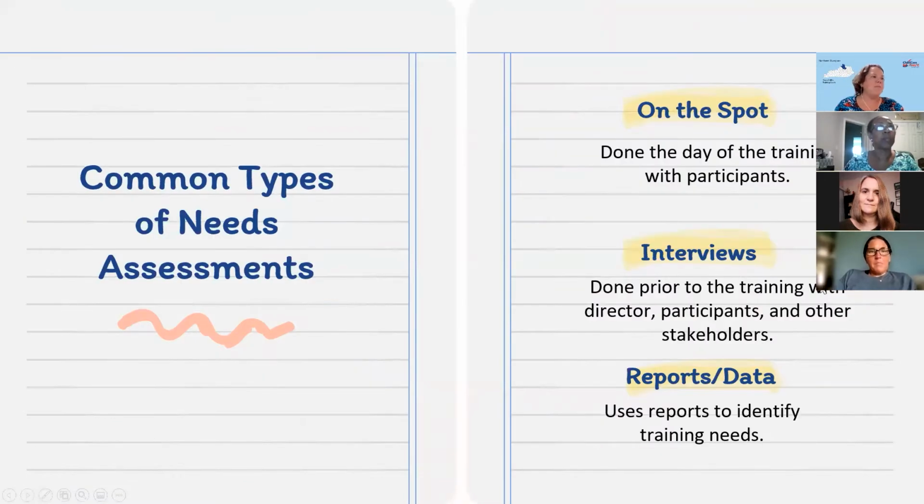So, some common types of needs assessment. This is definitely not all inclusive, but as a trainer, these are some of the more common ones that you might do. On the spot: these are ones that are done typically the day of the training with the participants. Interviews: these are done prior to the training with the director, participants, and other stakeholders that might need to share information about what types of trainings they would want. And then reports or data, so using reports to identify training needs.